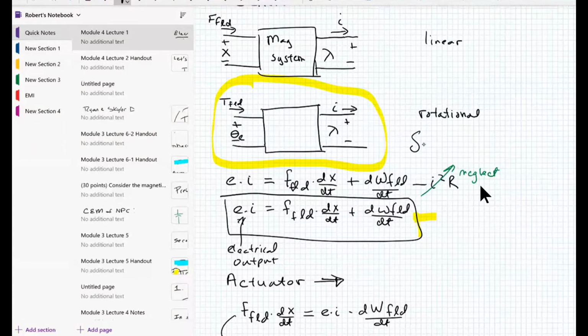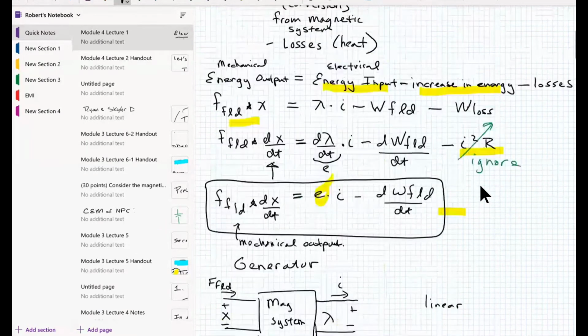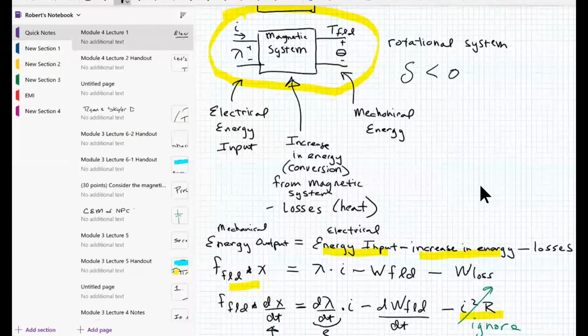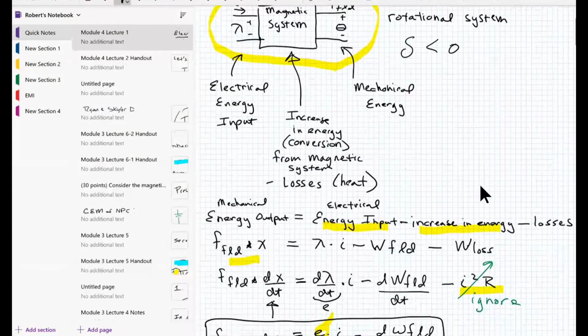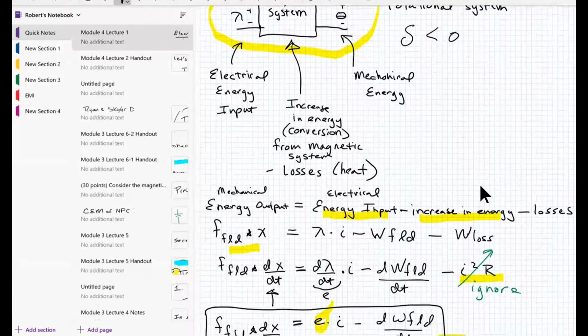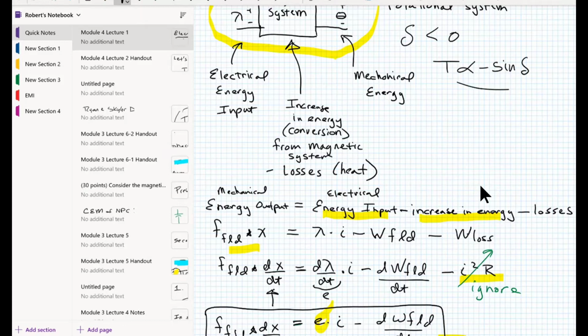So this has del greater than or equal to 0, or greater than 0. If it's 0, I'm not getting anything out. This has torque less than 0. The torque is proportional to the negative torque. Last point, and then I apologize. Torque is proportional to the negative of the sine of del. Del is the torque angle.